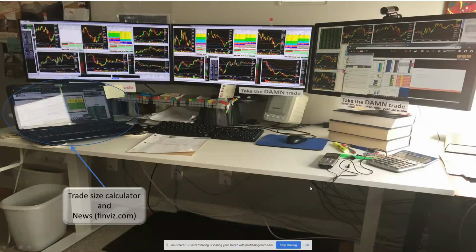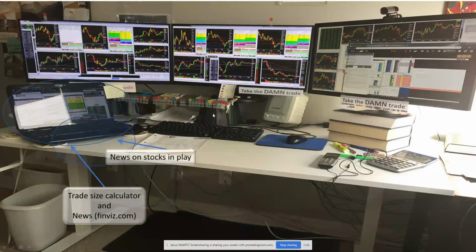I use the laptop really to do two things. One, I use it to run my spreadsheet that talks about my trade size, and I use that spreadsheet to determine what an appropriate trade size is on every single trade. And then I run FinViz, basically the news feed that I use to get news when I want to look up a stock or see what's going on.